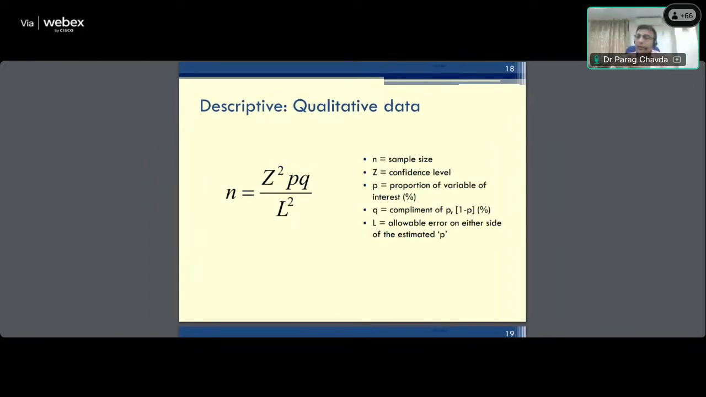When your variable of interest is measured on a qualitative scale, as Hitesh bhai mentioned just in the previous session. So say for example, this is a prevalence measuring study, right? So आपको किसी चीज का prevalence measure करना है, तो ये formula use करते हैं, where n is the sample size, Z square is confidence level, जिसका value at 95% हम 1.96 या roughly 2 लेते हैं. P is the proportion of your variable of interest. Q is the complement of P. So Q is 1 minus P. And L square is very interesting. L square is allowable error on either side of the estimated P.